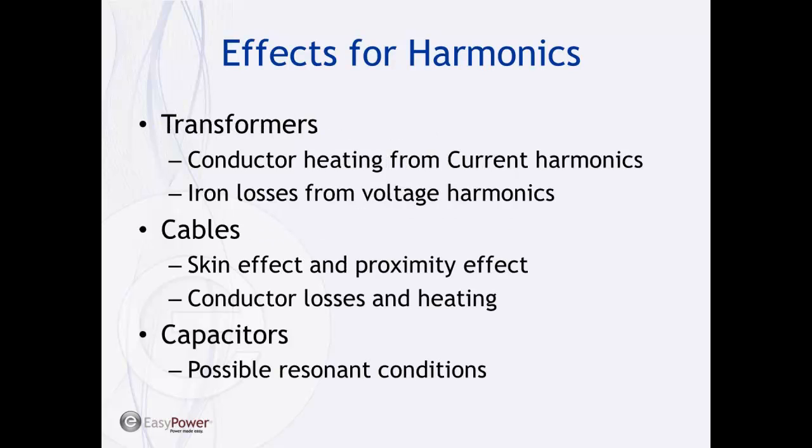For transformers, we will have conductor heating from the current harmonics, and from the voltage harmonics we will get additional iron losses. For cables, skin effect and proximity effect are going to come into play, and it's going to increase the resistance, and therefore there will be more losses and heating in the cables. For capacitors, there might be possible resonant conditions because of the higher harmonics.